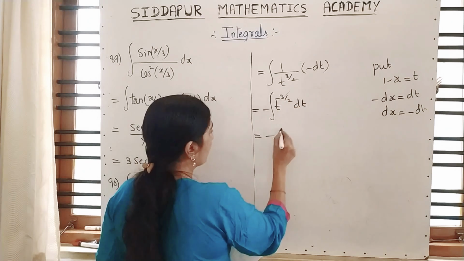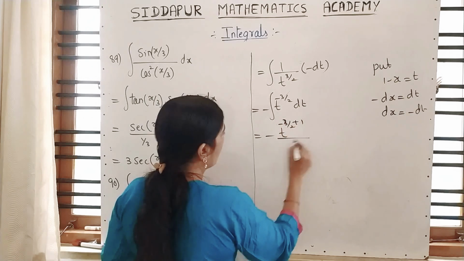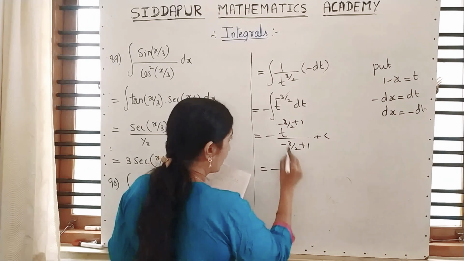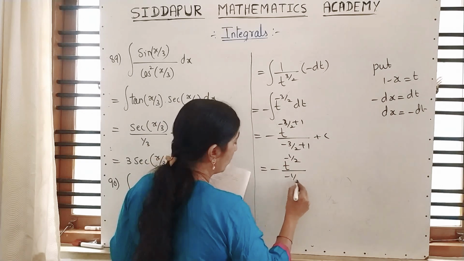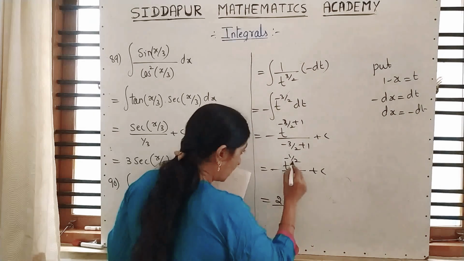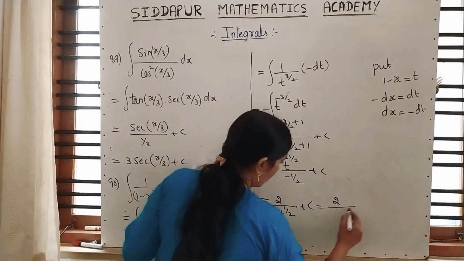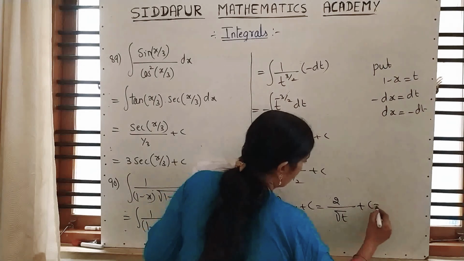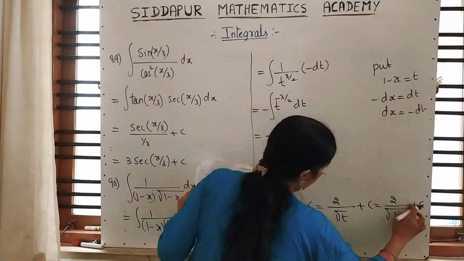Now integrate. Plus 1 upon minus 3 by 2 plus 1. Minus 3 by 2 plus 1 is minus 1 by 2, upon minus 1 by 2. This minus and this minus become plus, and this negative comes in the denominator. Write down, t raised to half is nothing but root t. Yes, that is root of 1 minus x plus c.